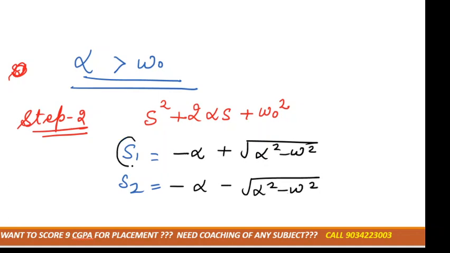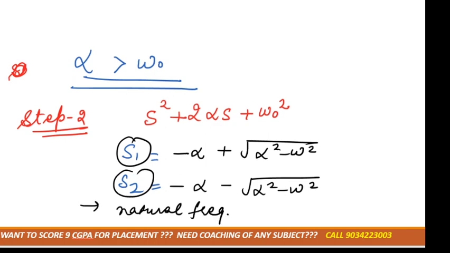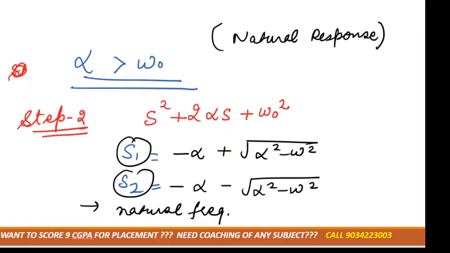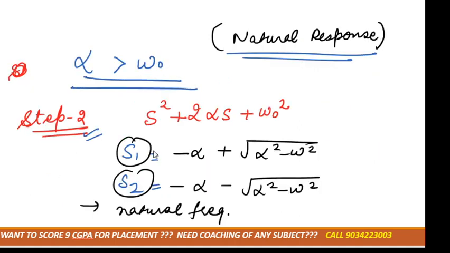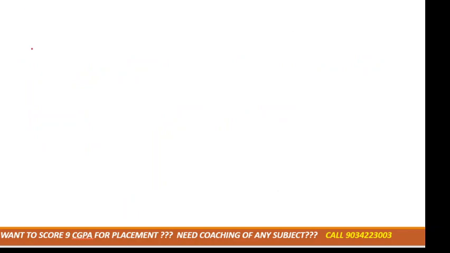Okay. So what are this s1 and s2? S1 and s2 are the natural frequencies. We all are studying this for the natural response. Remember I told you there are two types of response. One is forced response, one is natural. So this is all for the natural response. Okay. Step number 2 is also done. Step number 1, calculate alpha and omega. Step number 2, calculate s1 and s2.